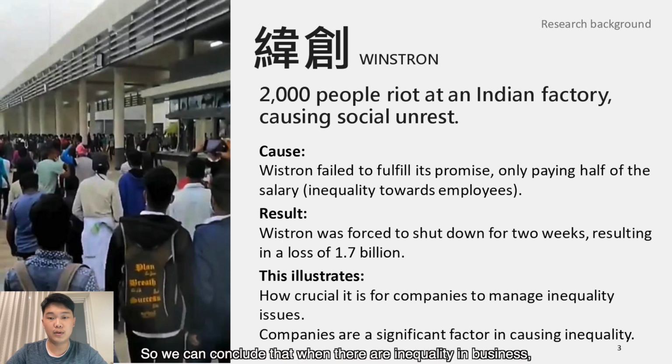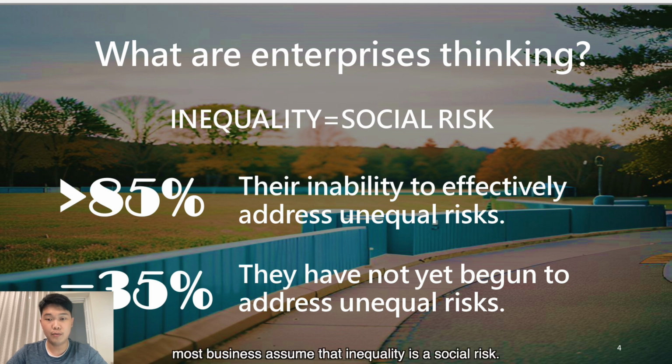So we can conclude that when there is inequality in business, it will lead to social unrest and become a risk of the society. So it is necessary for businesses to take action and manage inequality risk. Meanwhile, according to KPMG, most businesses assume that inequality is a social risk. However, many businesses are still not yet prepared to face this incoming sustainability risk.